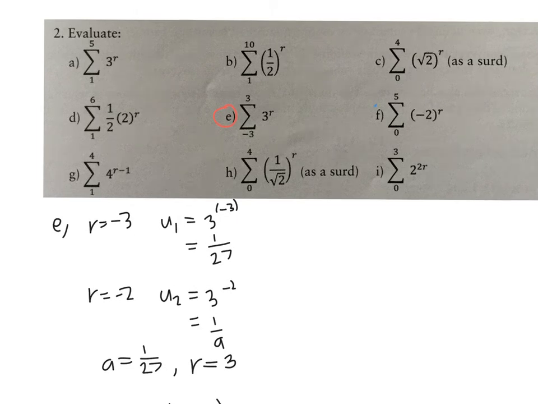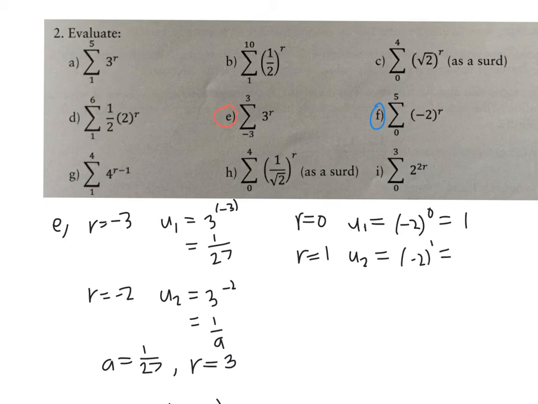Okay, and we're going to look at f as well. So in f, we've got the sum from r equaling 0 to begin with up to 5. So when r equals 0, the first term is going to be -2 to the power of 0, which gives 1. And then we add 1 to r, so r would be 1. So the second term would be -2 to the power of 1, which is -2. And you can keep going there. You only need to have 2 terms, because once you've got 2 terms, you've got a, the first term, u1, which is 1. And then you can see how to get from the first term to the second term. You're multiplying by -2, so r is -2.